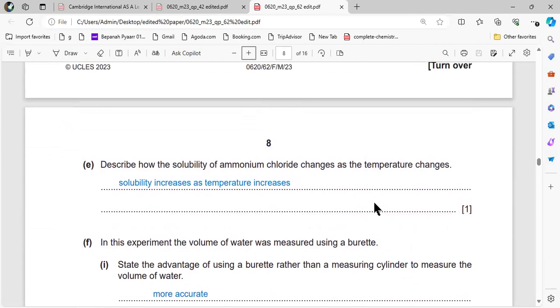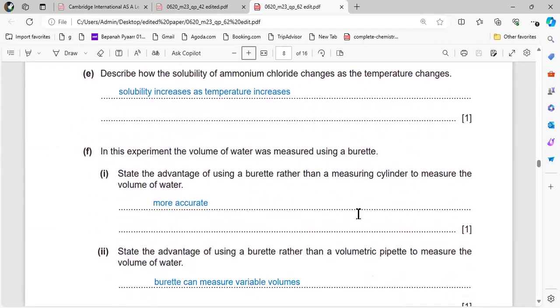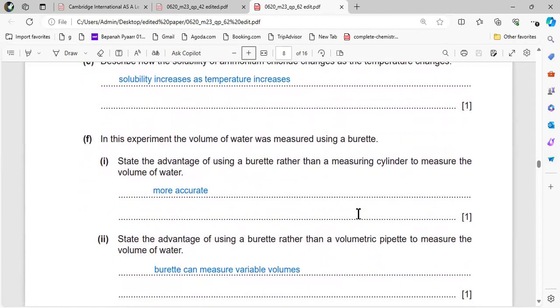Describe how the solubility of ammonium chloride changes as the temperature changes. So it is simple. If you increase the temperature, the solubility will increase. Also, you can write that if the temperature decreases, solubility also decreases. Both ways are correct. In this experiment, the volume of water was measured using a burette.